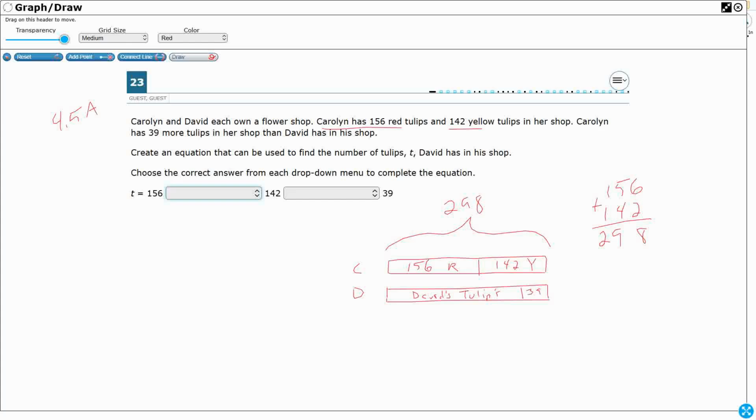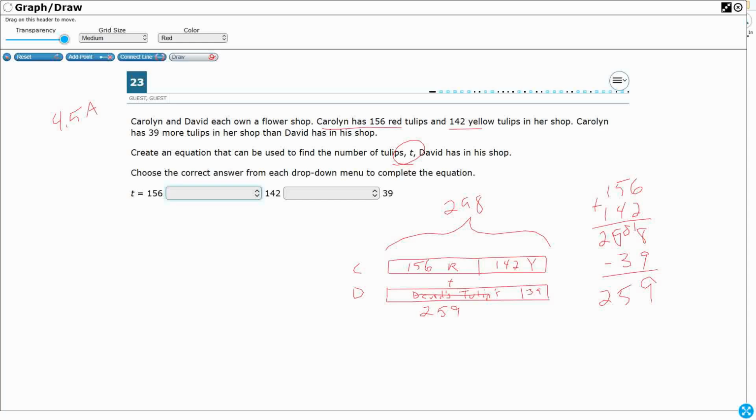So I need to find an equation that can be used to find the number of tulips that David has. Well, I could take my 298 and I could subtract my 39. And that's going to get me 259. So David's got 259. They're representing that with the letter T here as an unknown quantity. So T, because my 259 plus my 39 will get me back up to my 298, which is how much Caroline has.